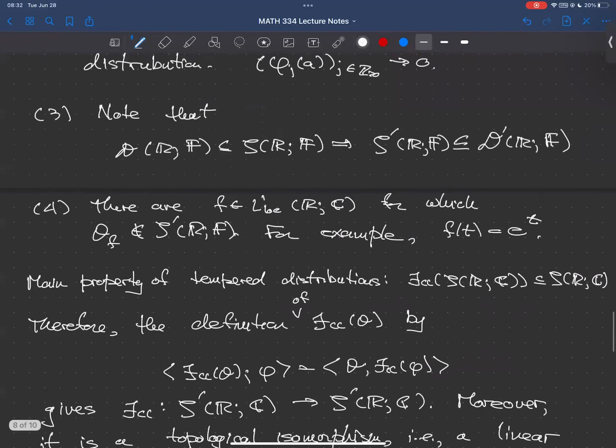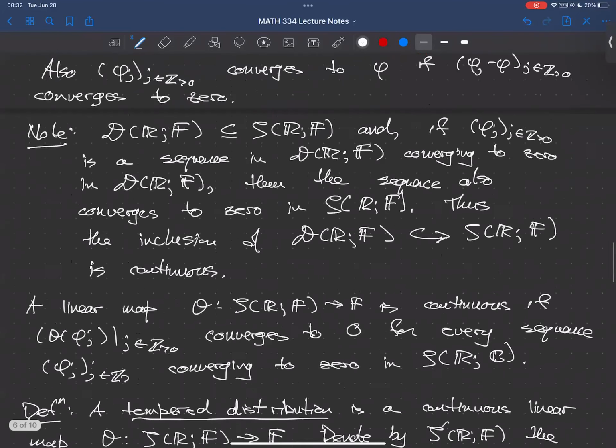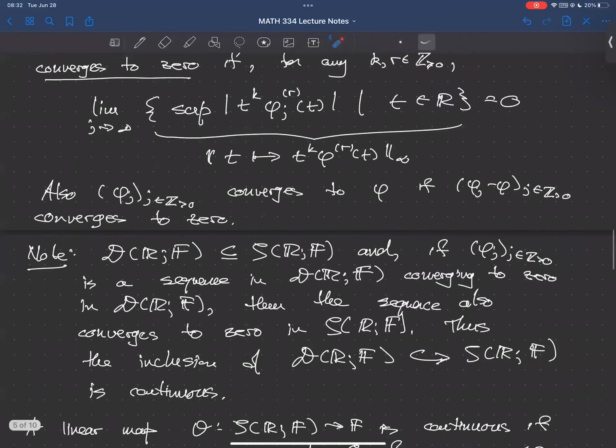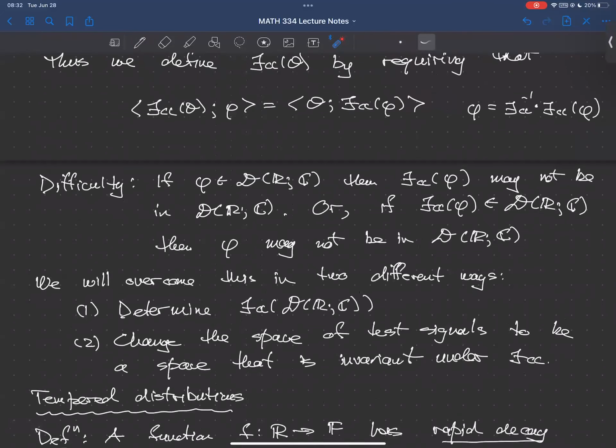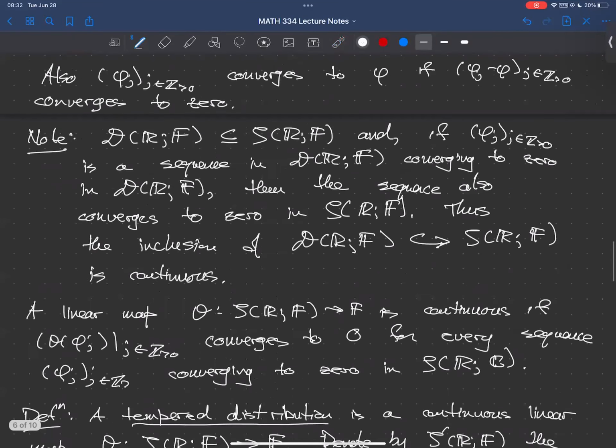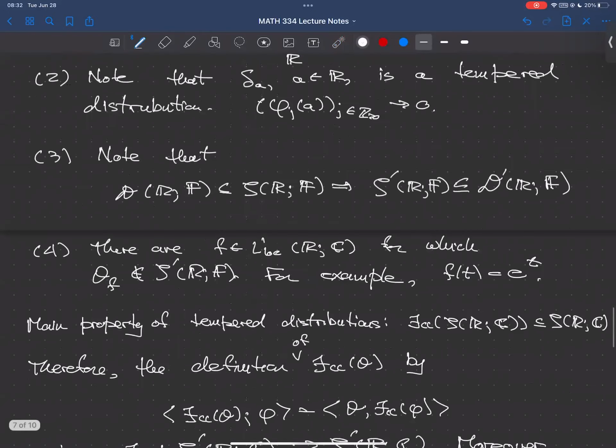So that addresses our second proposed approach. Now let's look at the first one, and that is, let's see if we can actually calculate the CCFT of a distribution. The way we're going to do that is by understanding what the CCFT of a test signal in D looks like, or conversely, what is the set of things whose CCFTs are test signals in D?